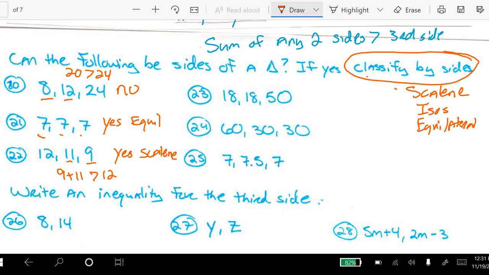For number 23, we're going to have a no here. 18 and 18, it's not greater than 50. So it's a no. For number 24, it's also a no. And if it's a no, you should not be saying scalene or isosceles, because if it's no, it's not going to make a triangle. So we don't need to classify it. 30 and 30 is equal to 60. It has to be greater than that value. So this is a no. And for number 25, we have a yes. And this one is isosceles.